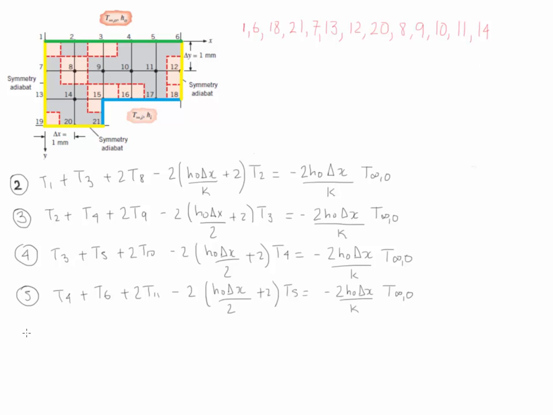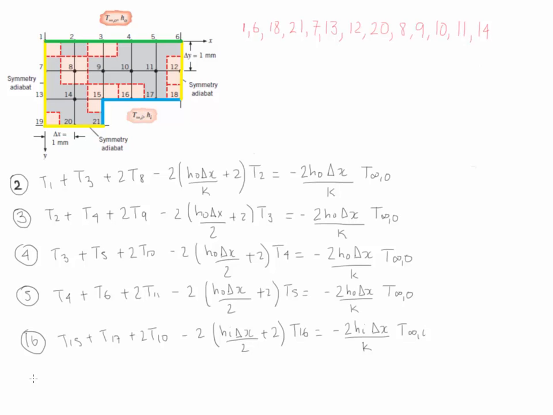So let's define it for node number 16. The surrounding nodes are going to be 15, 17, and 10. So T15, T17, and T10. The structure remains the same. Once again, the difference is HI. This is T16 times HI. So that's the convection that is exposed to, and T infinity I.